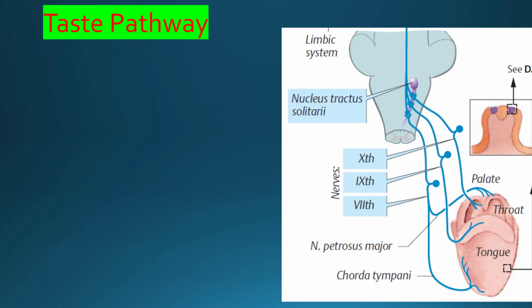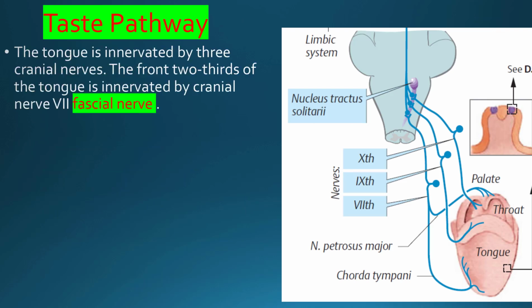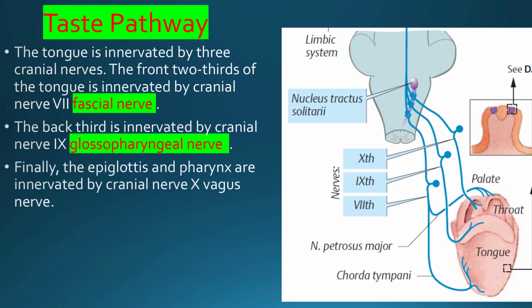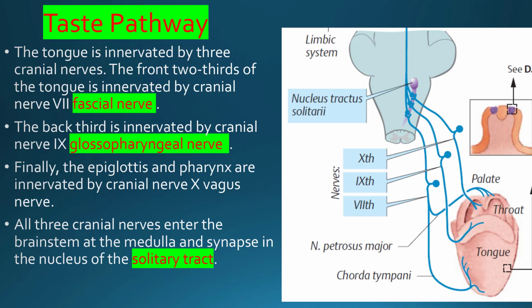Taste pathway. The tongue is innervated by 3 cranial nerves. The front 2/3 of the tongue is innervated by cranial nerve 7, which is called the facial nerve. The back third is innervated by cranial nerve 9, the glossopharyngeal nerve. Finally, the epiglottis and pharynx are innervated by cranial nerve 10, which is called the vagus nerve. Here you can see that this is the anterior 2/3 of the tongue, which is innervated by the facial nerve, and the posterior 1/3 is innervated by the 9th, the glossopharyngeal, and the epiglottis and pharynx are innervated by the 10th nerve, the vagus nerve. They carry sensation from these areas.